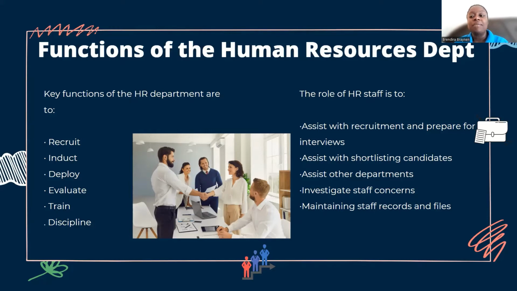The role of any staff in HR is to assist with the recruitment process, prepare for interviews, and assist with shortlisting candidates. Shortlisting candidates just means that if you put out a position for an accounts clerk or HR clerk, a number of persons are going to apply. HR is responsible for looking at who these individuals are and selecting the better ones out of the applications or resumes received to interview, because you can't reasonably interview every single person involved in the process.